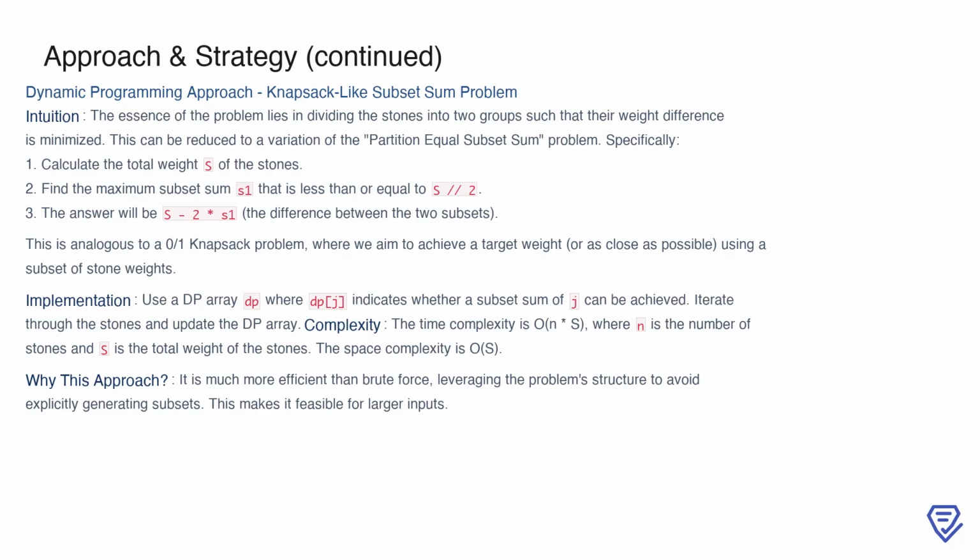To achieve this, we use a dynamic programming array where dp[j] indicates whether a subset sum of j is achievable using the given stones. As we iterate through the stones, we update this array to reflect all possible sums we can form. This approach is much faster because it avoids manually generating subsets and instead uses the structure of the problem to efficiently compute the result. The time complexity is O(n*s), where n is the number of stones and s is the total weight, and the space complexity is O(s), making this approach feasible for reasonably large inputs.